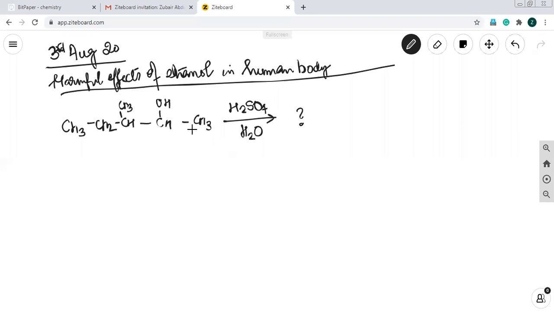Dehydration of alcohol. Remember, you can write the mechanism and get the product. What you have is sulfuric acid. Sulfuric acid will act as a catalyst, and that is where you have to start your mechanism. H plus is a catalyst. So H plus will accept electrons.